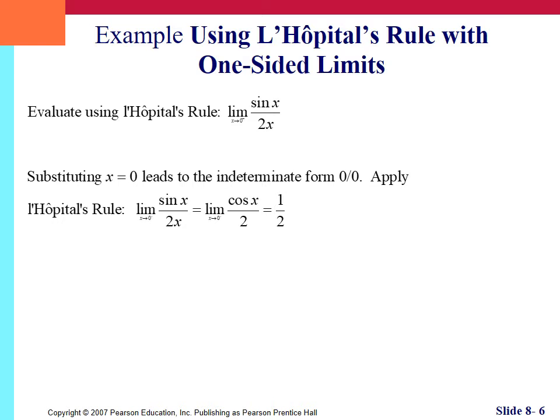Therefore, we have to apply L'Hopital's rule, which says to differentiate both the numerator and the denominator and find the limit of the new derivative as x approaches 0. The derivative of sine x is cos x, and of 2x is 2. If we find the limit of this new cos x over 2 as x goes to 0, cosine of 0 is 1. So 1 divided by 2 is our new limit.